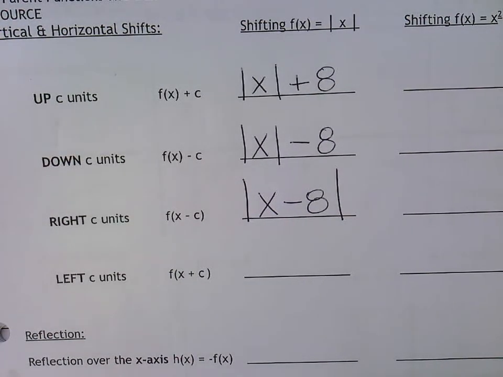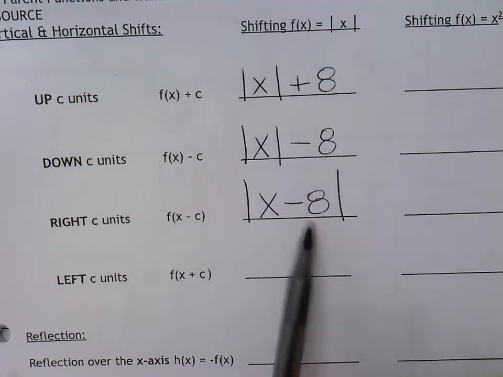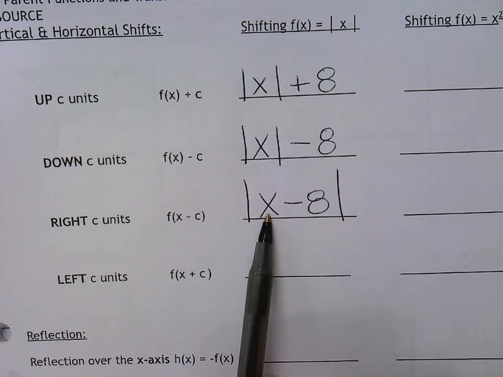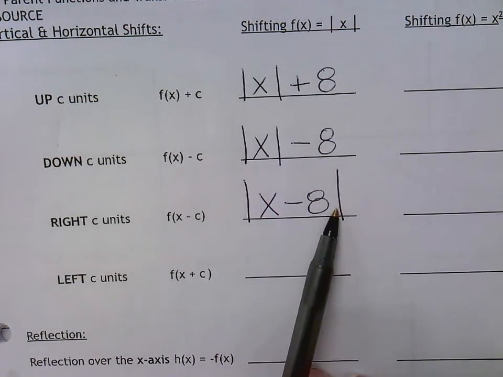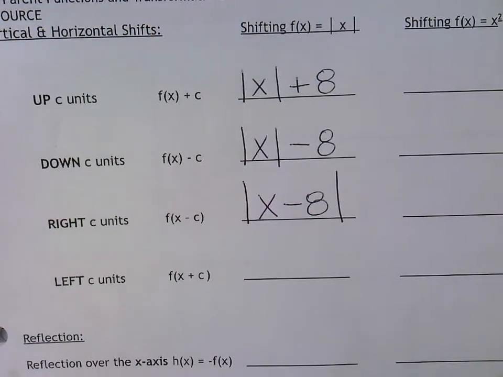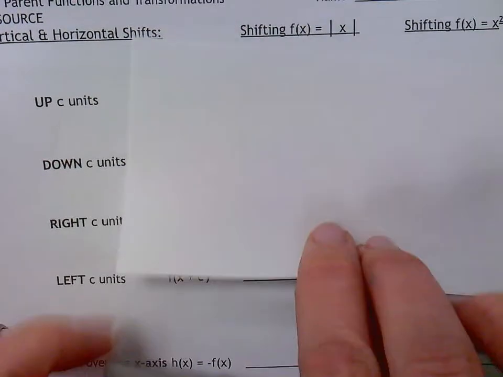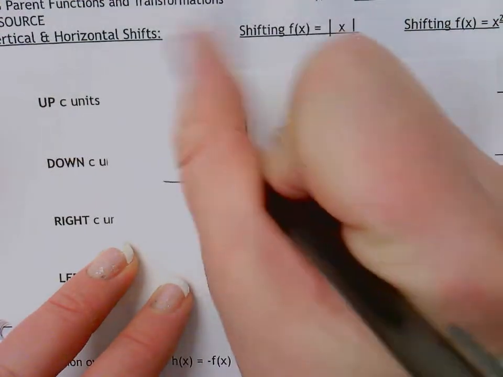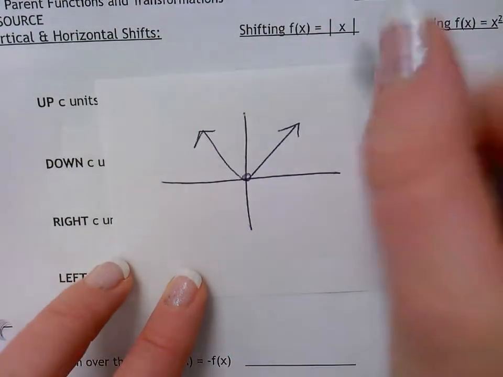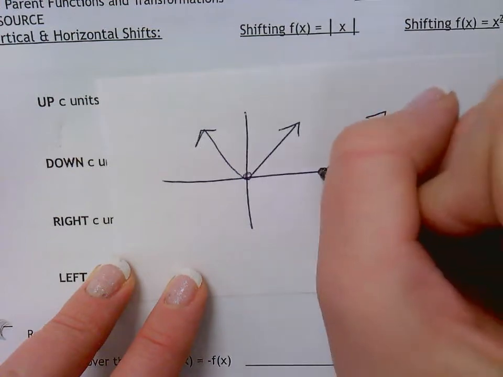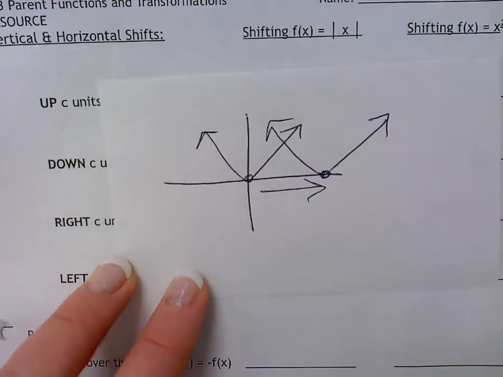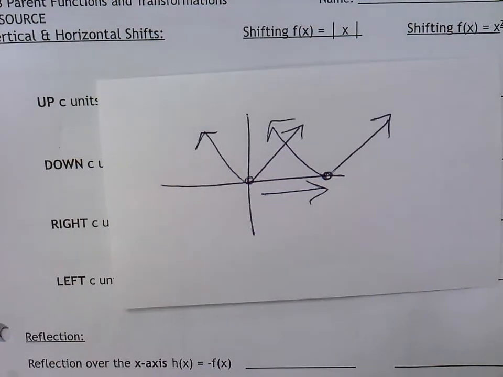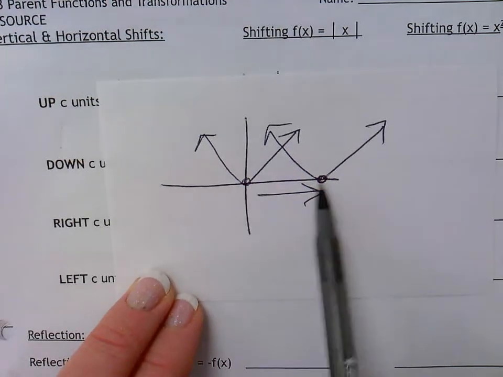And the reason for that is, what happens when you plug in the number positive 8? 8 minus 8 gives you 0. So what is the x-intercept? 8, 0. So if you think of the parent function for absolute value, which is here, if it now has an x-intercept at 8, 0, see how it's been shifted to the right by 8, even though we wrote x minus 8? It actually shifted the x-intercept to the right.